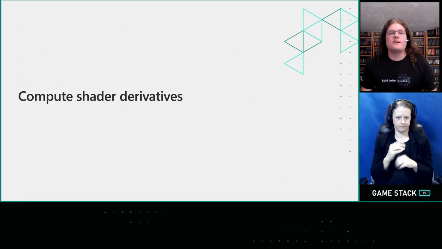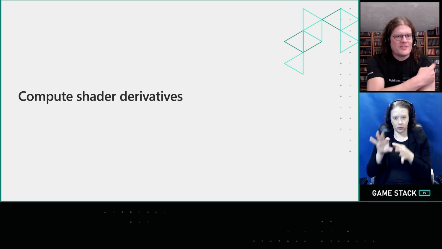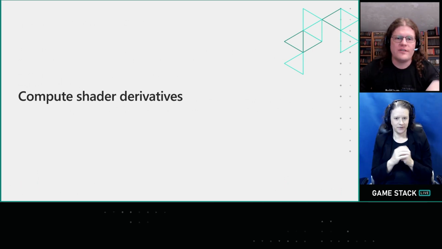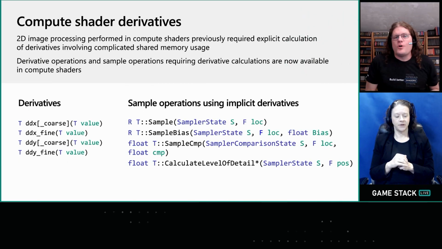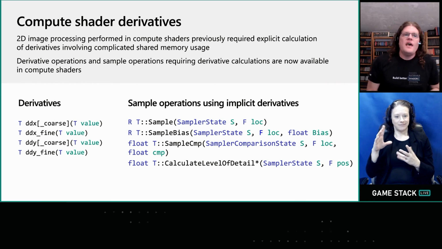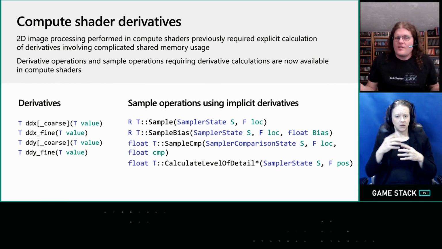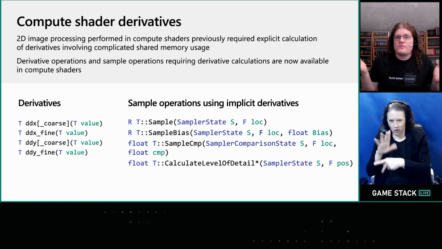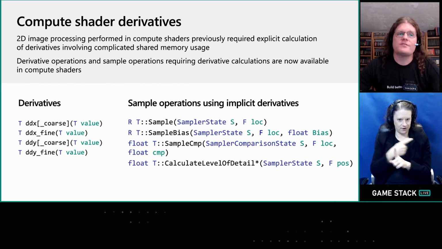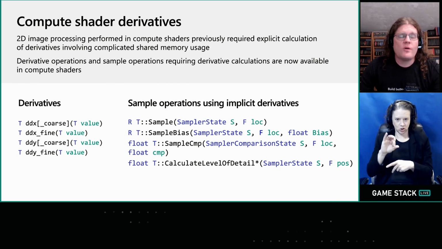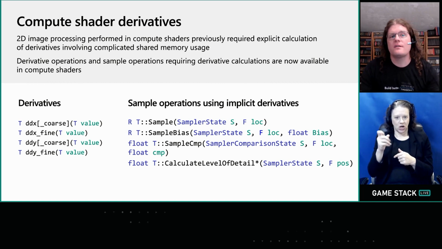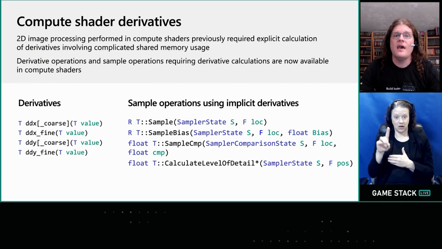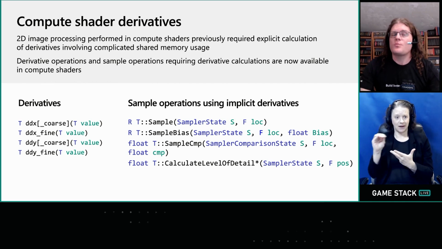So the next feature, also related to quads, as we will see, is compute shader derivatives. 2D image processing at this point is sometimes done in compute shaders, and it would previously require you to calculate your own derivatives because you don't have these derivative operations in compute shaders. So we've added them to compute shaders, and the list of intrinsics is here. On the left, we see the direct derivative operations, ddx, ddy, and the coarse and fine derivatives. And on the right, we see sample operations that were previously unavailable.